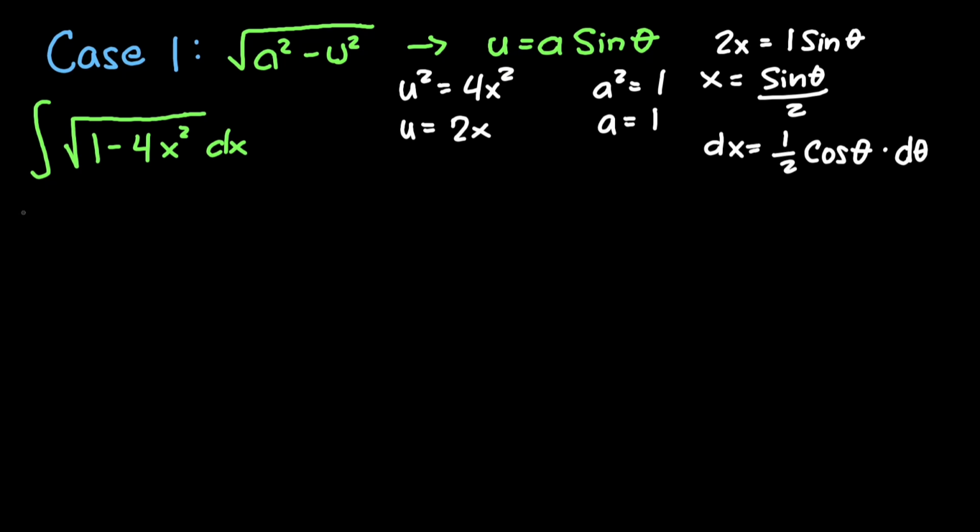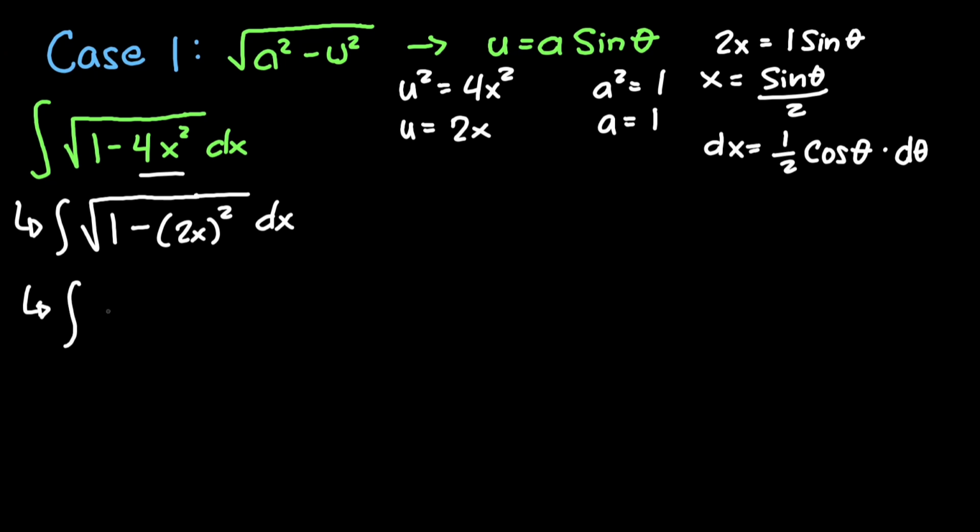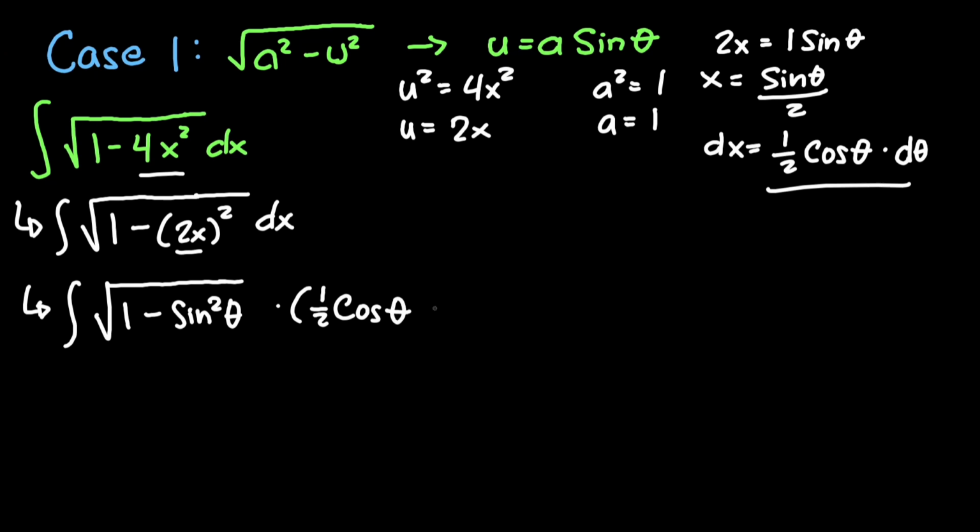Now that we have all our values, let us start substituting it. It would be the integral of the square root of 1 minus, let us rewrite this 4x squared as 2x squared, dx, which would be the integral of square root of 1 minus, 2x value right here would be sine of theta, or sine squared of theta because it is squared, multiplied by the value of dx, which is 1/2 cosine theta d of theta.